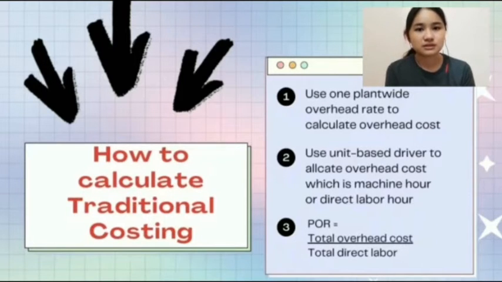Now I will discuss the method to calculate the traditional costing and activity-based costing. These two costing systems are calculated in different ways. In traditional costing, we use only one plant-wide overhead rate to calculate the overhead cost. Normally, the managerial accountant will use unit-based driver to allocate the overhead cost, which is machine hour or direct labor hour, as the overhead allocation base. Plant-wide overhead rate is calculated using total overhead cost divided by total machine hour or direct labor hour. After getting the rate, we will assign the overhead cost for each product.